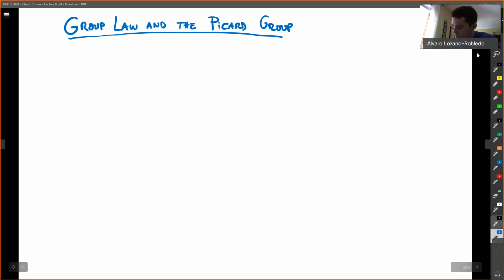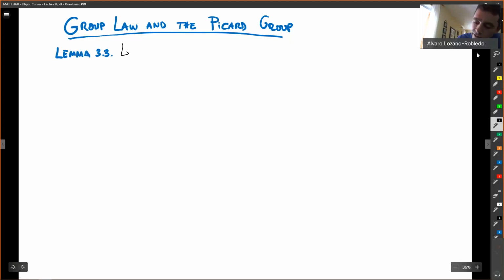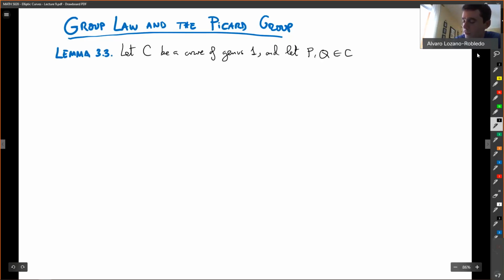So first, let's start with a small lemma here. This is lemma 3.3 in the book. So let's see. Let C be a curve of genus 1, and let P and Q be points on the curve. Then it turns out that the divisor that is only supported at P is equivalent to the divisor only supported at Q if and only if P is actually Q.